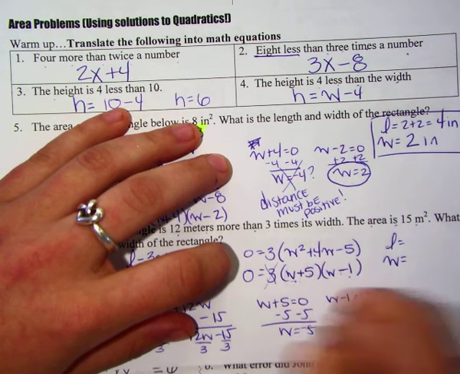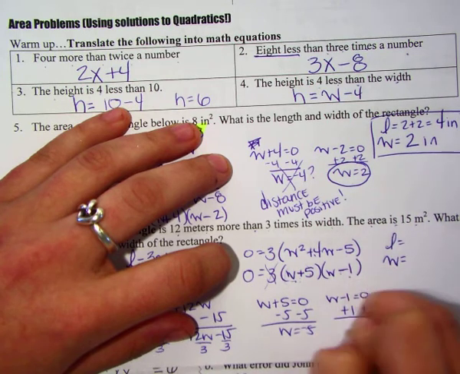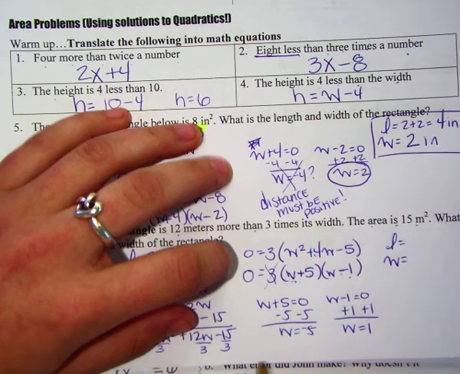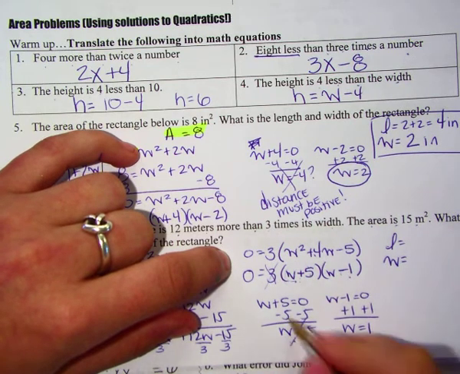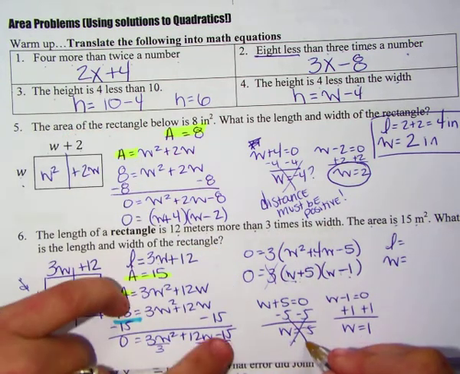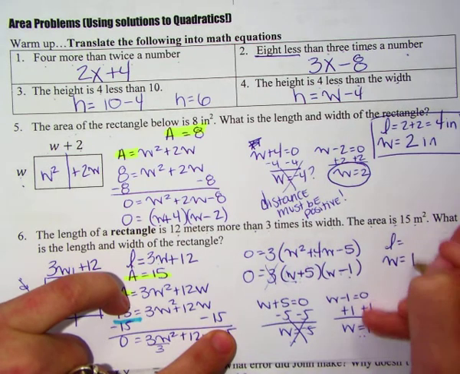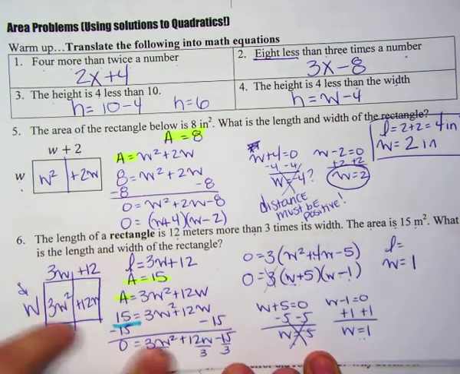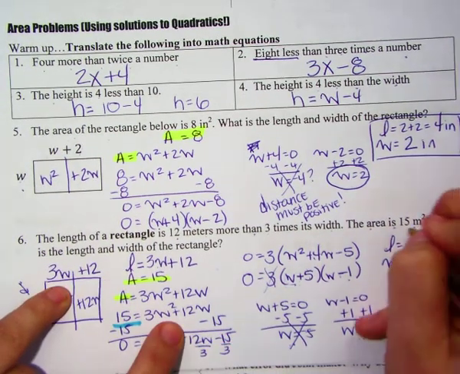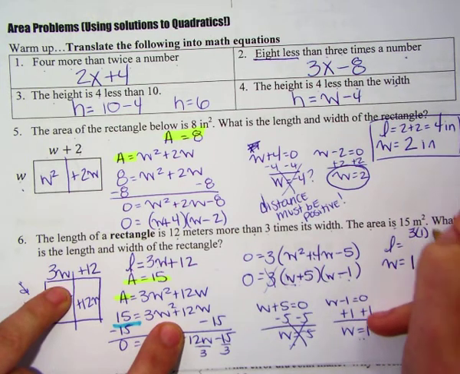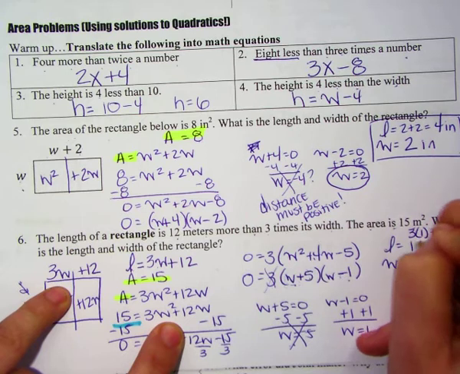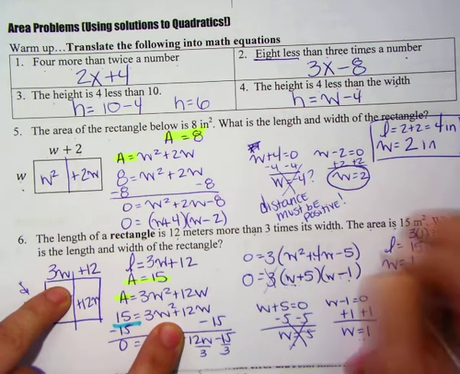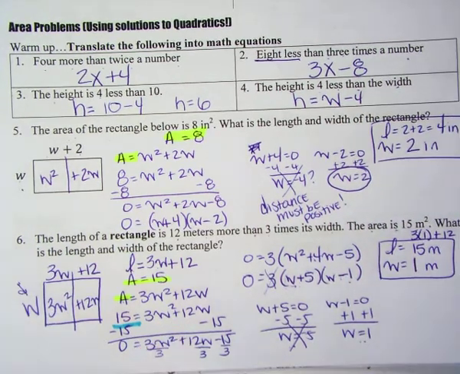w equals negative 5. w equals 1. The width is negative 5. That doesn't make sense. Width can't be negative. The width is 1. Now, the length is 3 times the width plus 12, which is 3 plus 12, which is 15. And that's our answer.